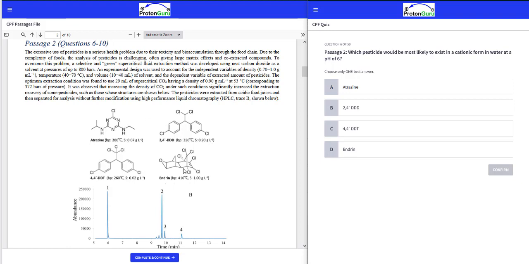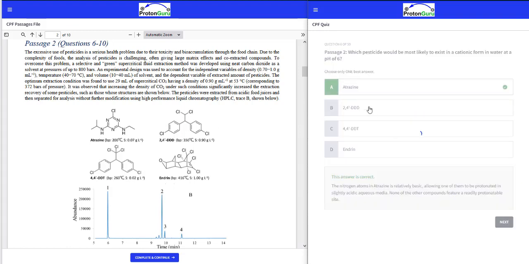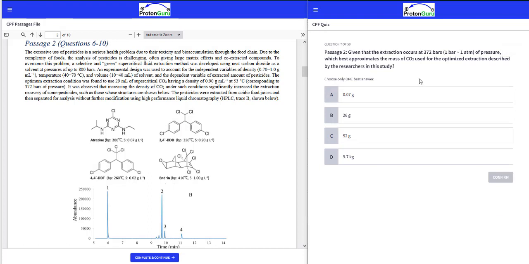So in looking at these structures and seeing amines on atrazine, hopefully we would think about the amino acid and say, okay, we know that that's protonated. So definitely the atrazine would be the protonated one at an acidic pH. Now if you've taken a second to read the passage, you know this is about extracting these different pesticides from food materials. And this question is about the extraction process.